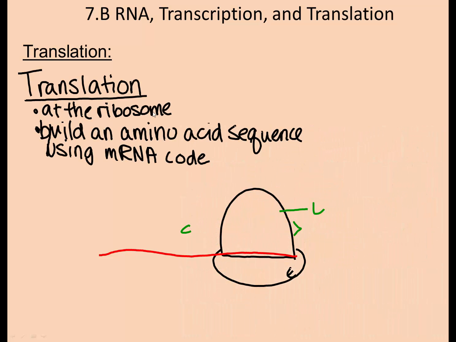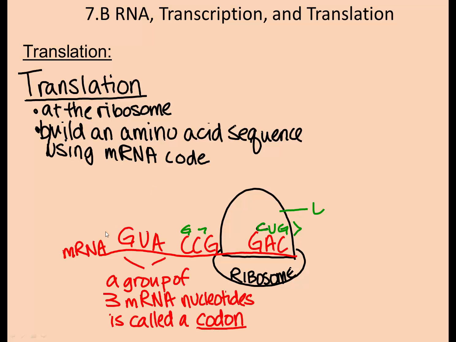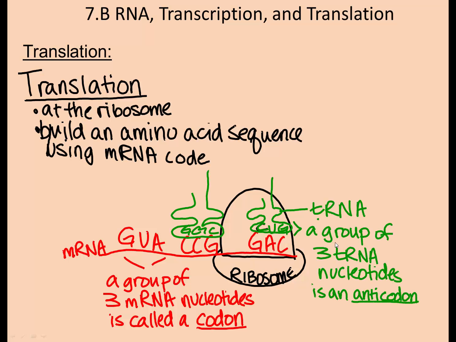So translation happens at the ribosome. It's where we build the amino acid sequence, which is provided by the messenger RNA code. So here comes the messenger RNA. We have GUA, CGG, CCG, and GAC. We have three groups of nucleotides which make up the codon. There's the next codon, there's the first codon, and it is getting read. Actually, I can't tell which way it's getting read because we need to see the three sites that are in here to determine that. Looks like it's being read this direction.